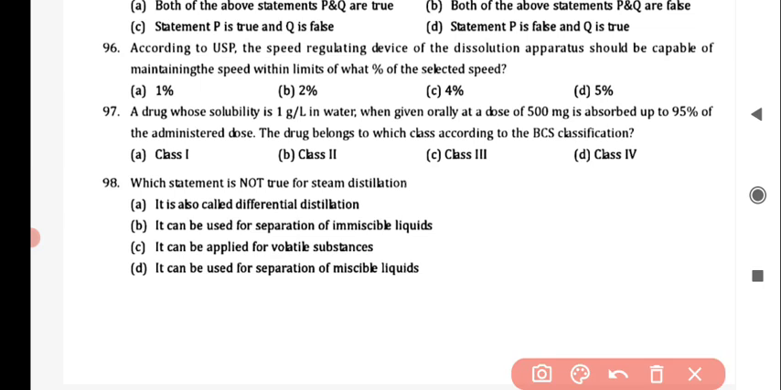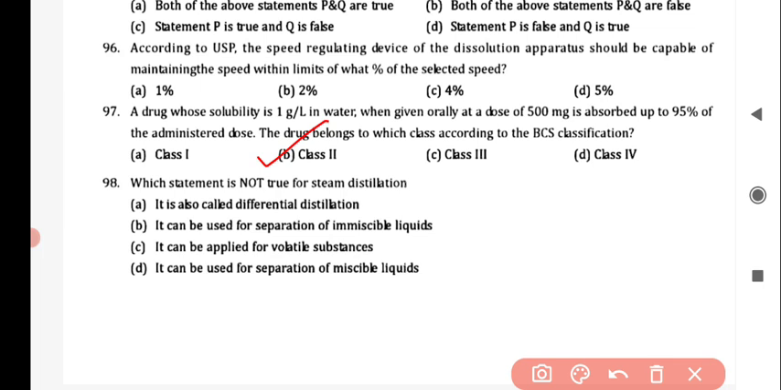Next question: a drug whose solubility is 1 gram per liter in water, when given orally at a dose of 500 mg, is absorbed up to 95% of the administered dose. The drug belongs to which class according to the BCS classification? And the correct answer is option B, class 2.